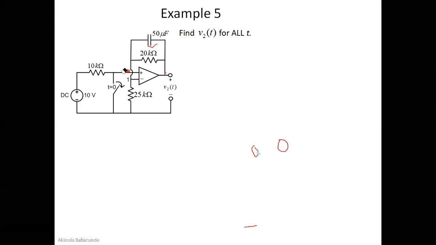You see, we are given this circuit and we are told to find V2. Again, this is V2 here. Find V2 of t for all t's. So when t is 0 minus, when t is 0, when t is 0 plus. For all values of t, before, during, and after, we should find V2 of t.